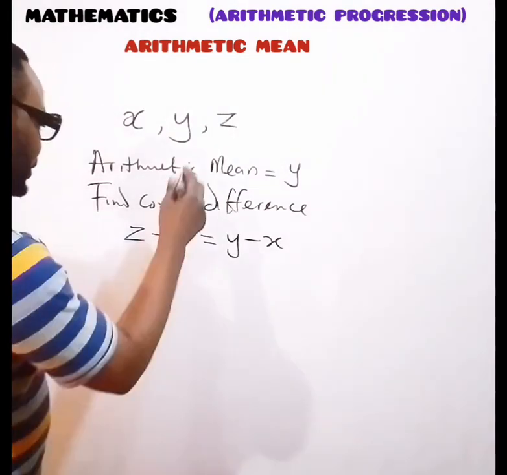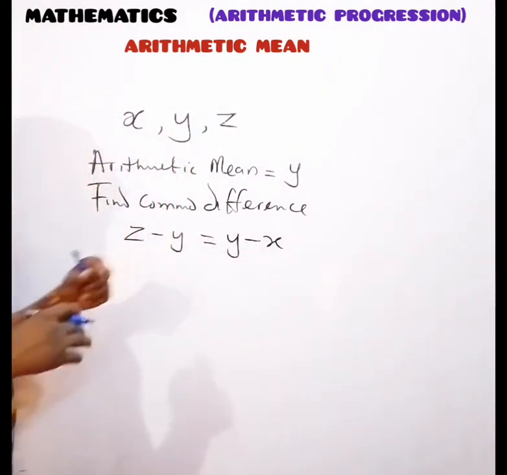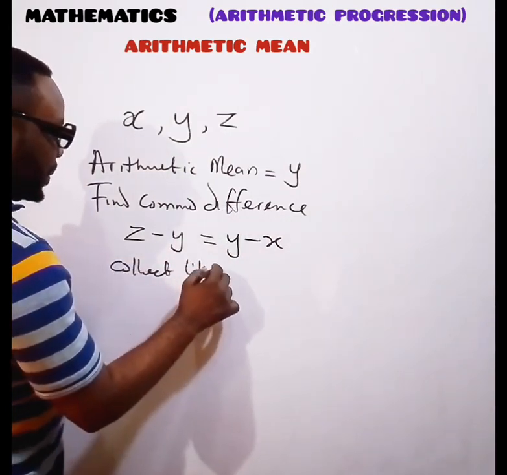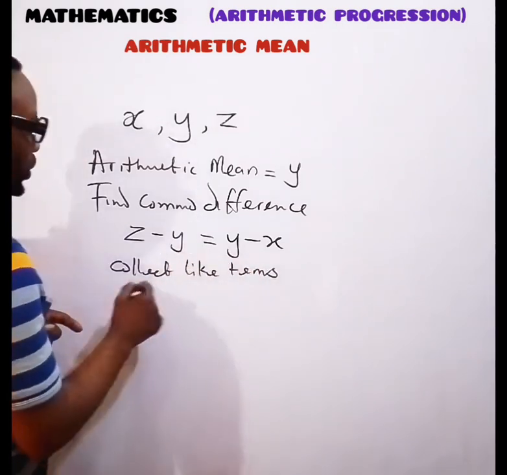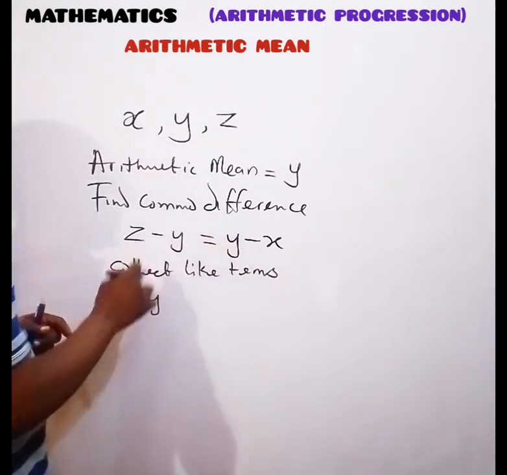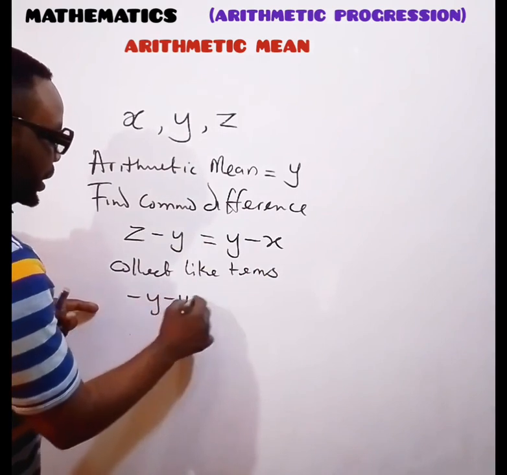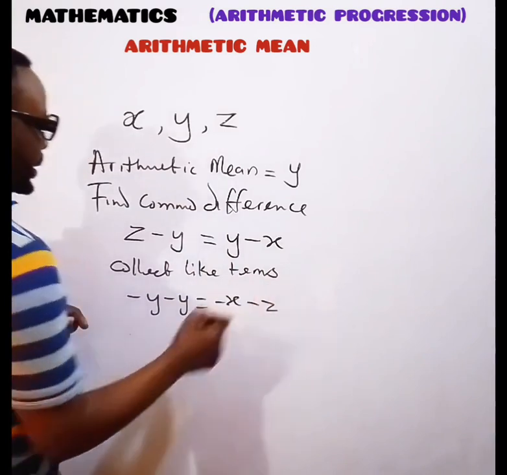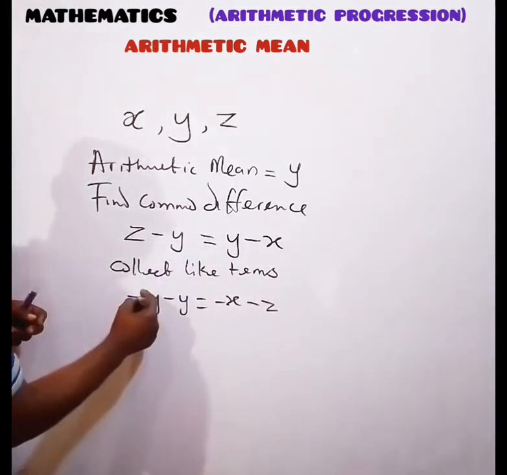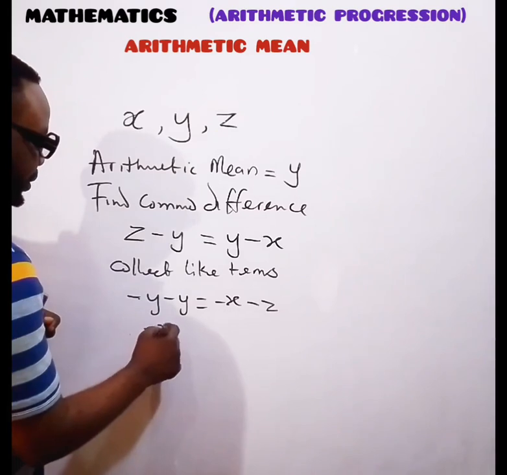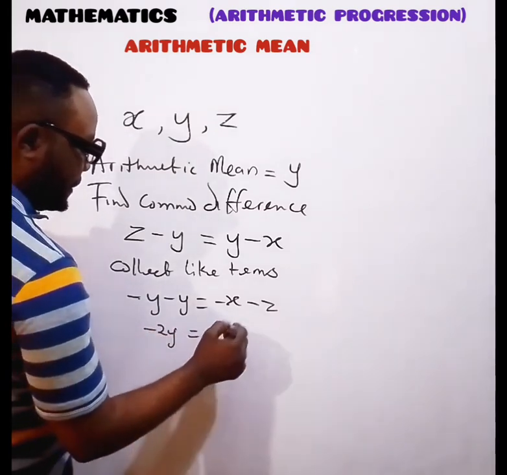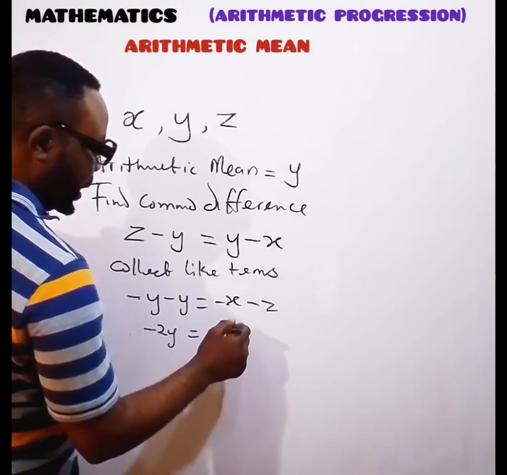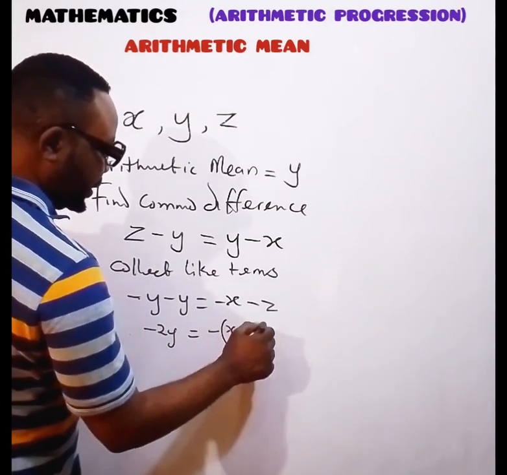progression. Now, in this case, I want to solve this equation. Let me collect the like terms. So we have minus y. When we bring this one there, it becomes minus y as well. Minus y equals minus x. This one comes there, it becomes minus z. So we have minus y minus y, minus 2y, equal to minus x minus x plus z.